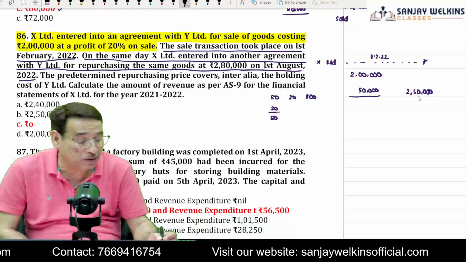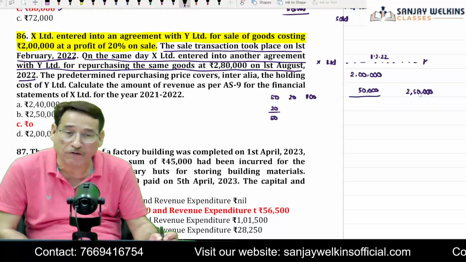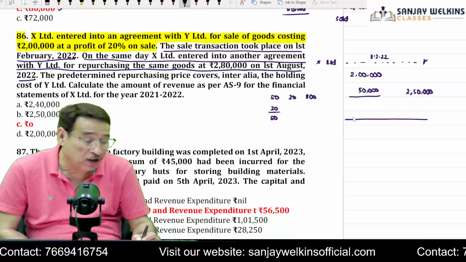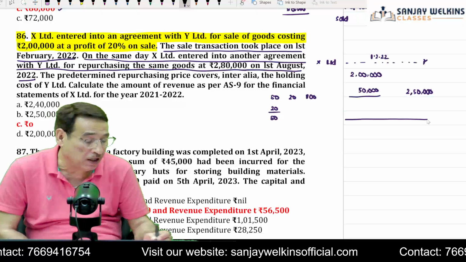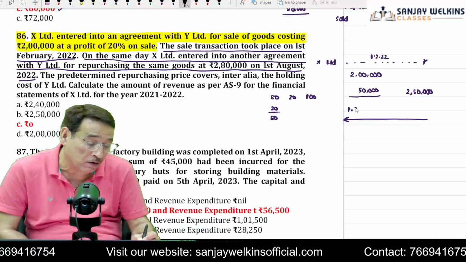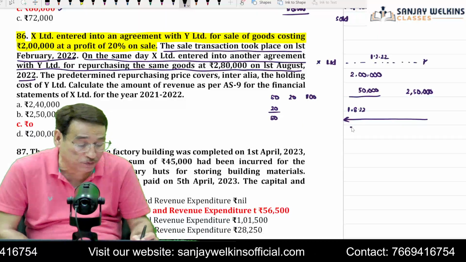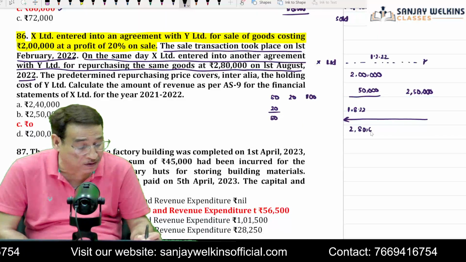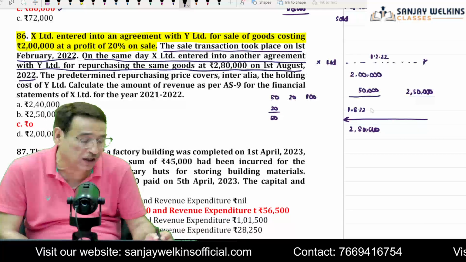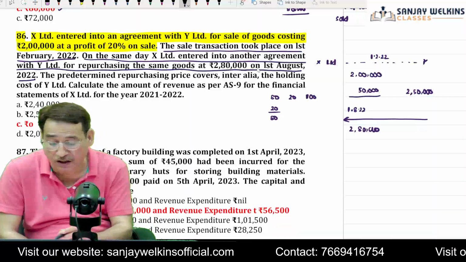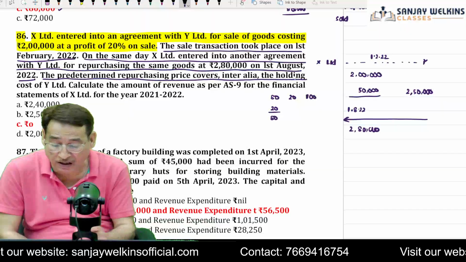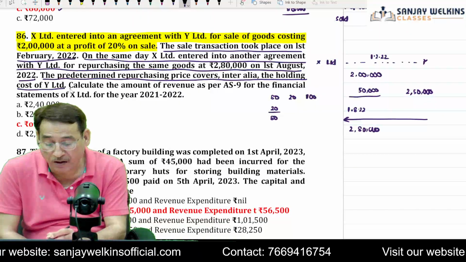First, we sold the goods to Mr. Y for 2,50,000, and then we entered into another agreement with the same party that we will repurchase these goods from you on 1st of August 2022 for rupees 2,80,000. We sold the goods for 2,50,000, and we will repurchase the goods for 2,80,000. The predetermined repurchase price covers inter alia the holding cost of Y Limited.